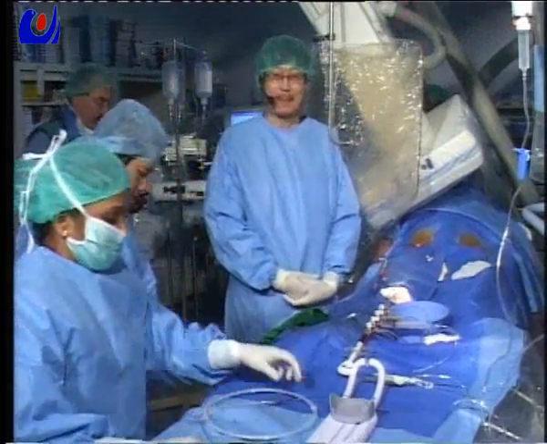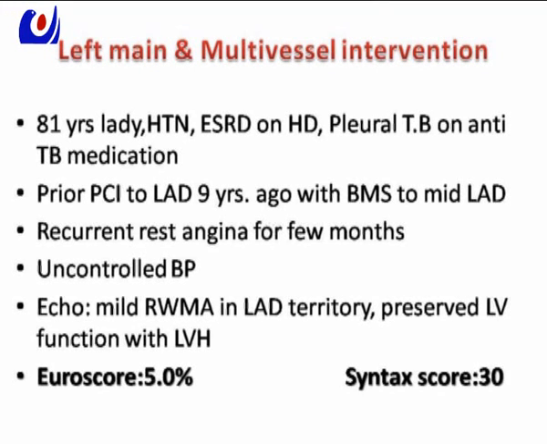Our patient is a female, 81 years old, having resistant hypertension and end-stage renal failure. She's on hemodialysis. She also had a history of pleural TB, and she is currently maintained on anti-tuberculous medication. She had a history of ischemic heart disease going back 9 years, when she had her first PCI to her LAD with a bare metal stent. Unfortunately, we don't have a report for that intervention.